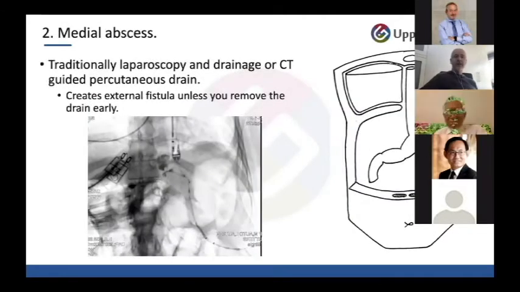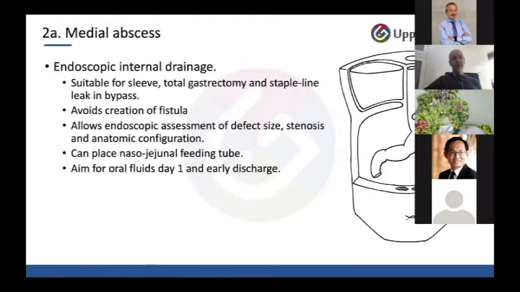Patient with a medial abscess, traditionally we've performed laparoscopy with drainage or CT-guided percutaneous drainage. The problem with that is it creates an external fistula unless you go ahead and remove the drain relatively early. And you can see in the center here, this is the fistula tract of a patient who had a drain in for 6 weeks and now has an ongoing leak because of the external drain. With these patients, my preference is to use endoscopic internal drainage.